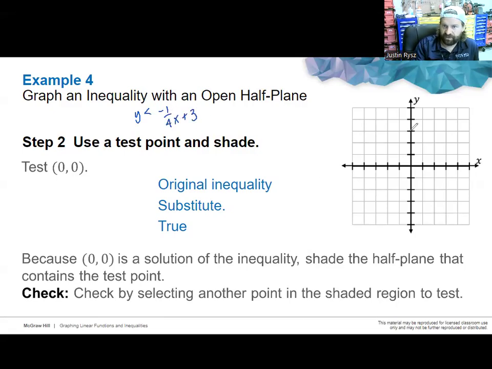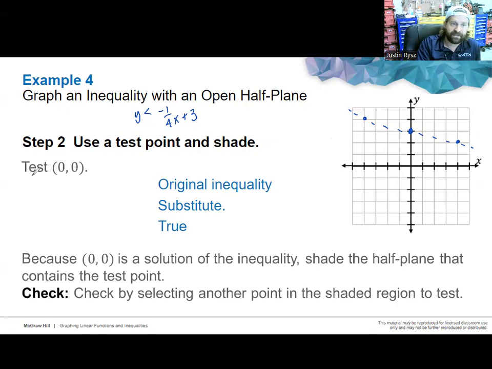All right, so we're going to start up here at 3, right? That's our y-intercept. And then we're going to use the slope, negative 1/4: down 1, over 4. That's about as far as I can go that way. Go the opposite: up 1, left 4. So far, the exact same as a regular line. Now, instead of making this line solid to connect the points, since we have just a less than symbol, I'm going to make it dotted. Okay, so there's the first half that you need to do.